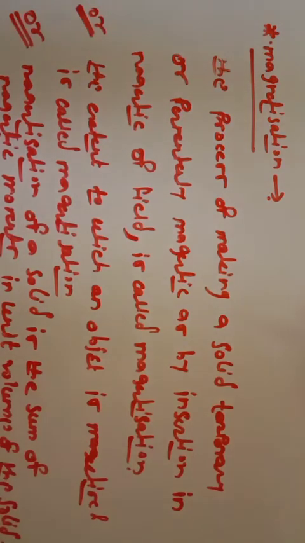So you should keep in mind this definition, the process that is the phenomenon that is magnetization. So let's discuss one numerical on this magnetization. Many times this numerical is asked in exam. Let's discuss it. We know that magnetization is the ratio of net magnetic dipole moment to the volume, and its unit is ampere per meter.